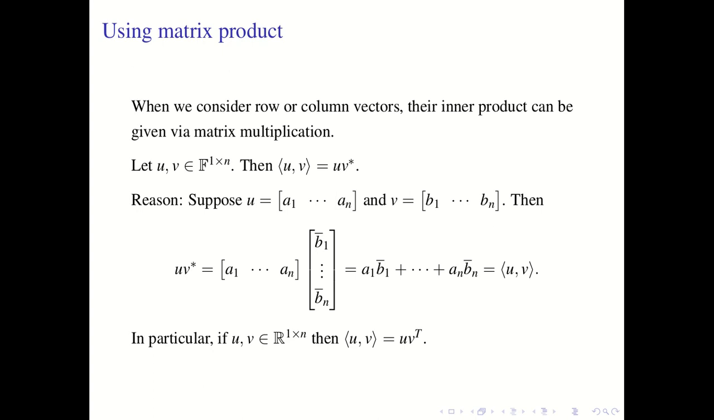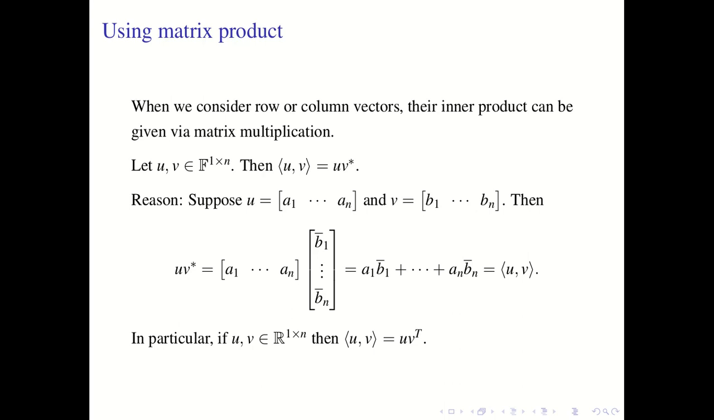You can think of the vectors in Fn either as an element of F1 cross n or as an element of Fn cross 1. You can think of it as a row matrix or a column matrix. Then you can define the inner product in this manner. If you take u and v to be elements of F1 cross n, then define the inner product uv to be equal to u v star. So v star is the conjugate transpose of v.